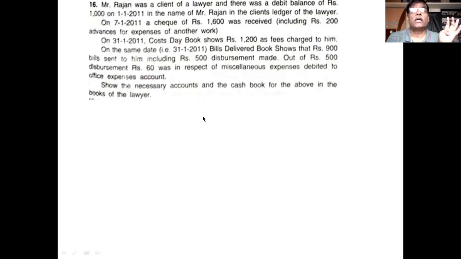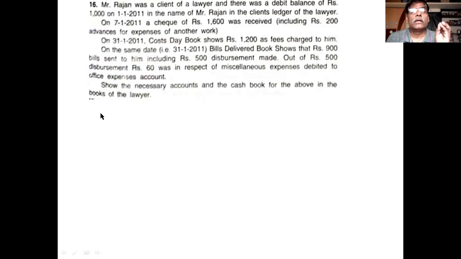First is the cash book, double column, then the personal ledger, double column, then the client control account, then the cost account, then the disbursement account, and last is the miscellaneous expense account. Six accounts you have to open.